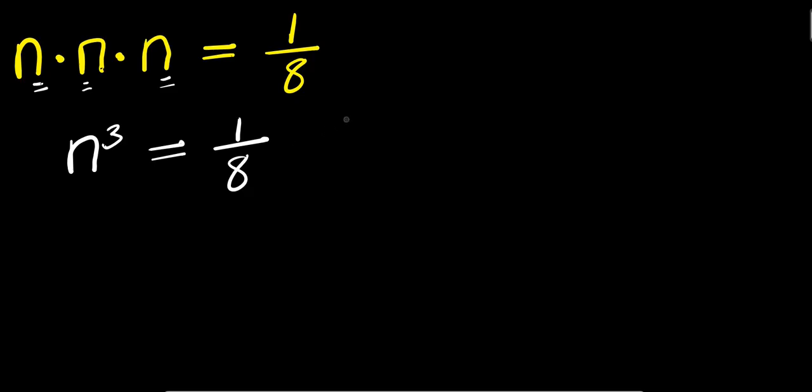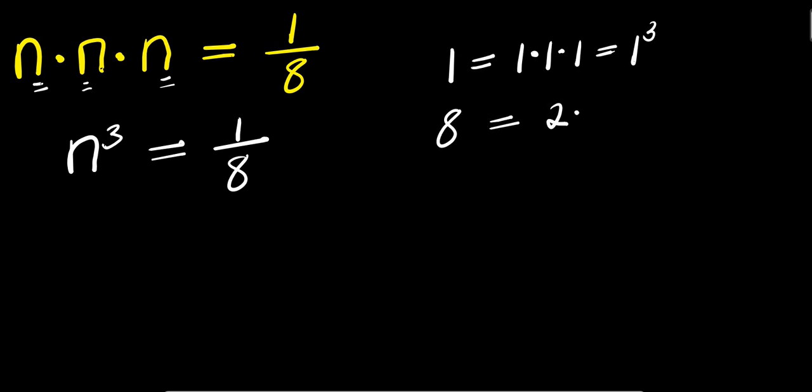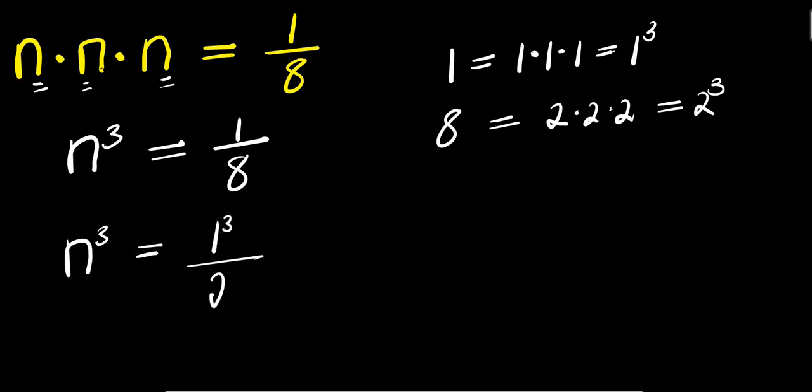So right now, I can express 1 as 1 times 1 times 1. That is 1 power 3. I can also express 8 as 2 times 2 times 2. That is 2 power 3. So right now, I have n power 3 equals 1 power 3 divided by 2 power 3.